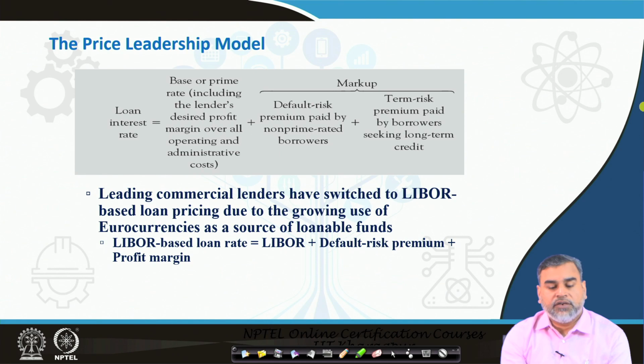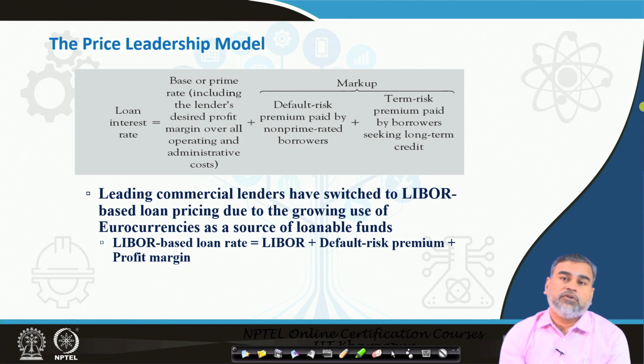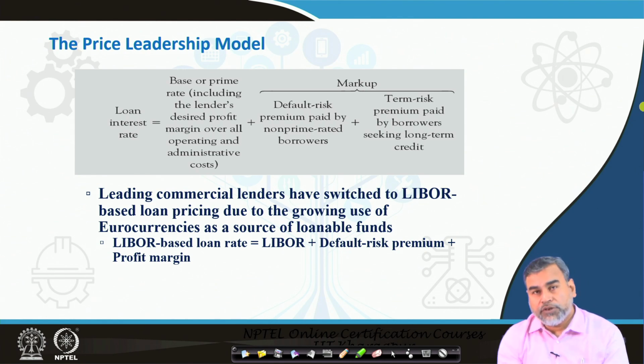So, the leading commercial lenders have switched to LIBOR based loan pricing due to the growing use of euro currencies as a source of loanable funds. It is across the globe, and the LIBOR based loan rates are basically LIBOR plus the default risk premium plus the profit margin. So, most of the banks are basically pricing loans on the basis of LIBOR rates. But in India, we have a different system, because we follow MCLR, which mostly follows the cost plus pricing models, and the concept of prime lending rate and all these things which were there before has been abolished.